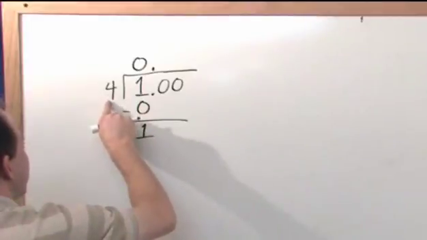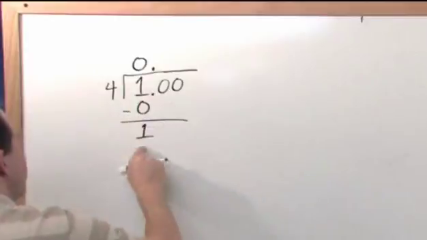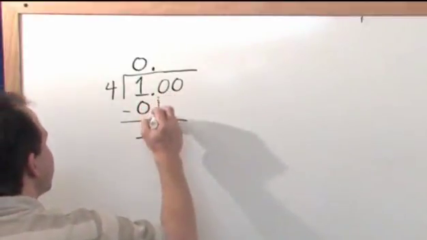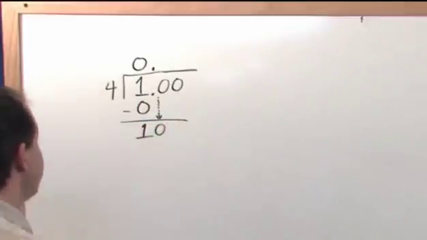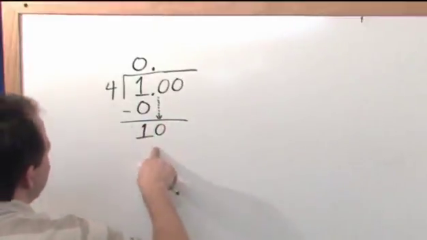So all we did was we said 4 can go into 1 0 times, and then we multiply to get the 0, and we subtract. It's just the standard thing we do. And then the next thing we do after the subtraction is we drop down the next digit. Okay, now how many times does 4 go into 10?